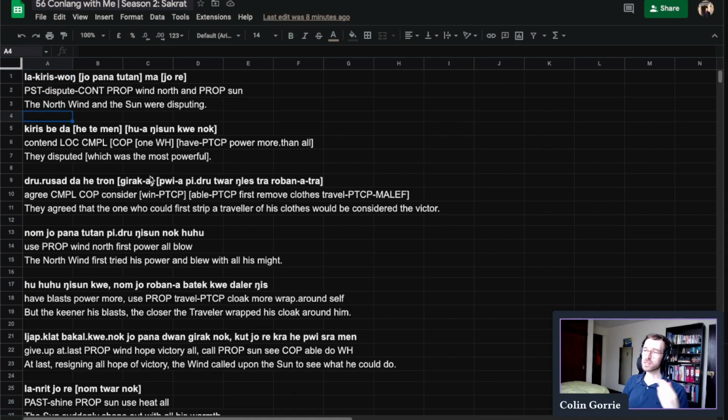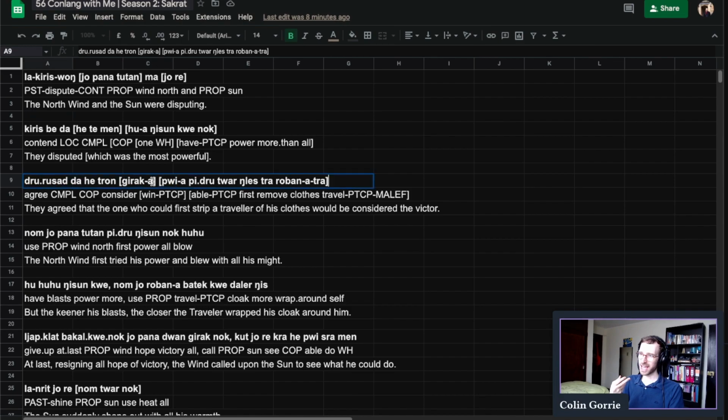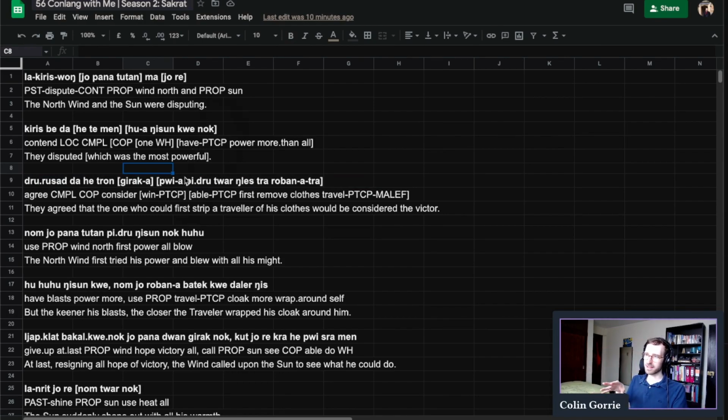And particles that showed up before, say, a verb in the proto language are now showing up as suffixes on the verb. So we have agirak, the one who wins, so relative particle and the verb win, shows up as giraka in branch A. And then we'll do fun stuff to that. But we haven't done any real other things to branch A other than mess around with that a little bit. So that's the story of Sakrat.